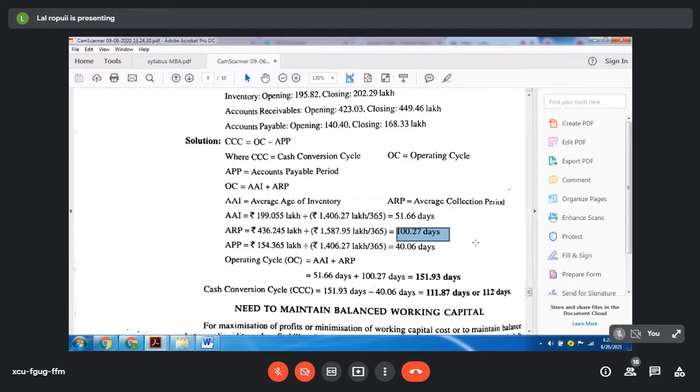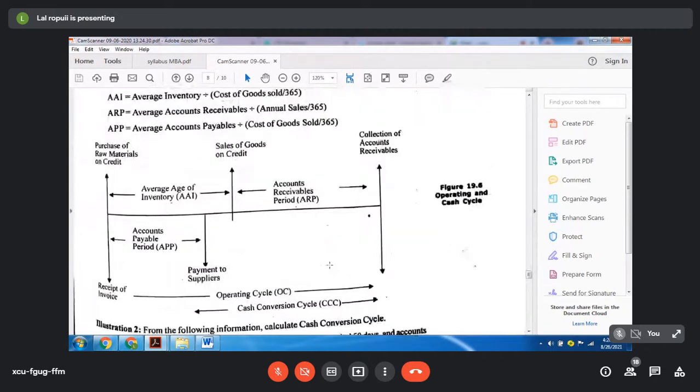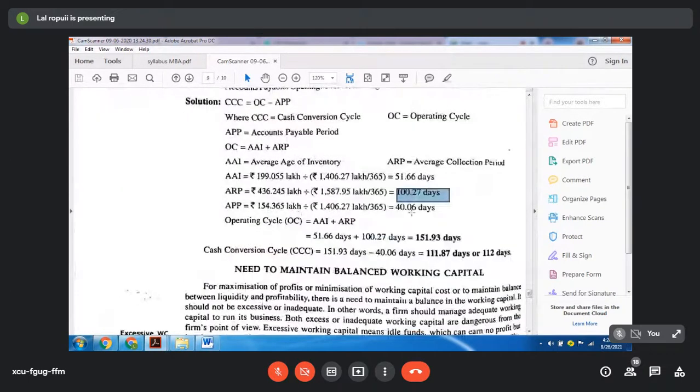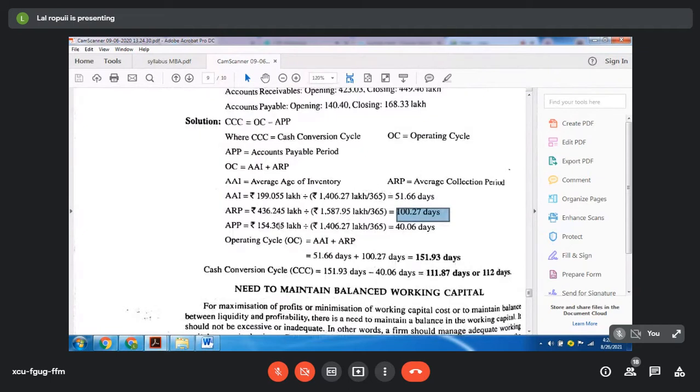That is very big. Now the accounts payable period is opening plus closing divided by 2, which is average 154 lakhs, divided by cost of goods sold divided by 365 days. So within 40 days, suppliers are normally paid off.